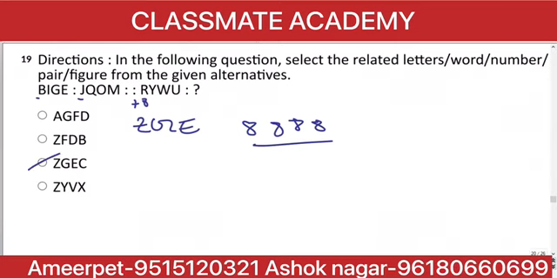Or what is the other way you can do? The other way is the gap between B and I. What is the gap between B and I? 7. I to G minus 2, yes or no? G to E minus 2. So 7, minus 2, minus 2. In the same way, the difference between J and Q is 7. Again, Q and O is -2, here also -2. In the same way, the difference between R and Y, 18 and 25, so obviously 7. Here also -2, -2. So you check this pattern for 7, -2, -2. Then also you'll get the answer. Okay.